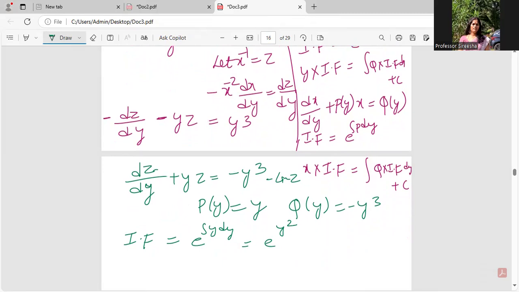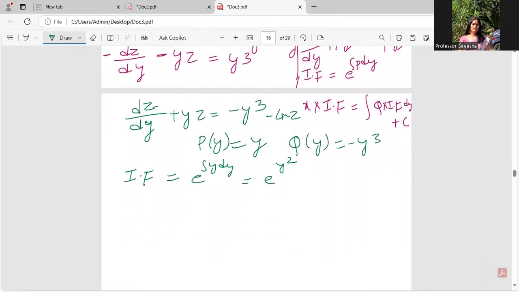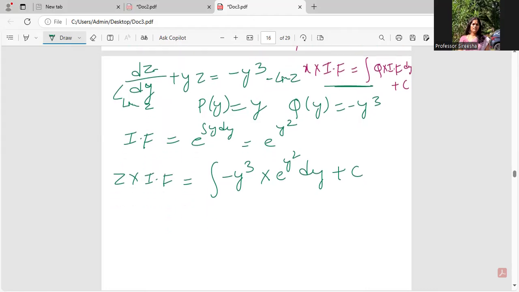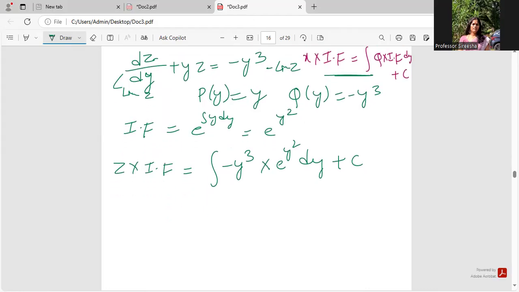Okay. Next, what do I have? Solution in linear in z now. This is linear in z. So z into integrating factor is equal to integral q of x, q of y it is, y cube. Look here if you have a doubt. Y cube into e power y square dy plus c. Usually we tend to make mistake. Wherever dy has to be written, I'll be writing dx because by default we'll be practicing only linear in y. Okay.